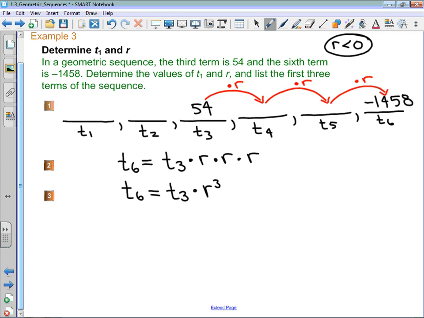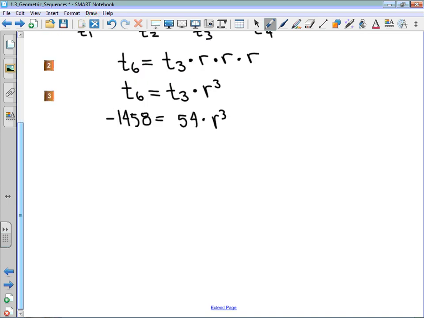Now, the reason why that equation is so important is we know term 6, and we know term 3. So I can say that negative 1,458 is equal to 54 times r to the power of 3. Now, you haven't had to solve too many equations like this. You've solved equations similar to this. The best way of doing it is to isolate the variable by dividing by 54. I'm going to need my calculator for that. That's a bit ugly for sure. So negative 1458 divided by 54, I get a nice number: negative 27 is equal to r cubed.